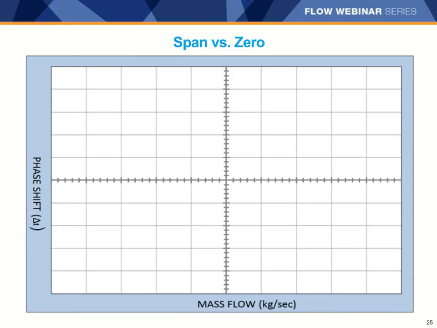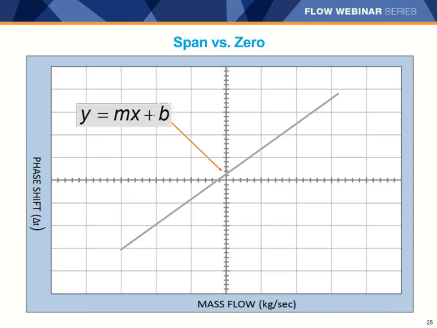So if you think back to the phase shift between the two pickoff coils I talked about earlier and the proportional relationship between that and the mass flow rate, you can imagine that relationship as a straight line like the one shown on this graph. The equation for a line is m times x plus b, where b is the intercept, or the point where the line crosses the phase shift axis when the mass flow rate x value is equal to 0.